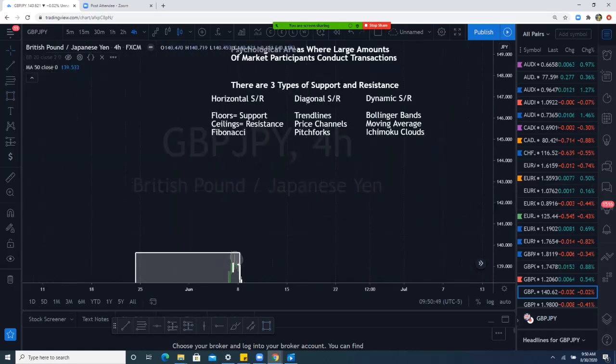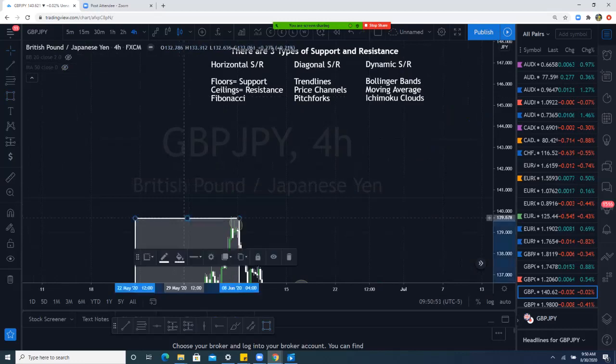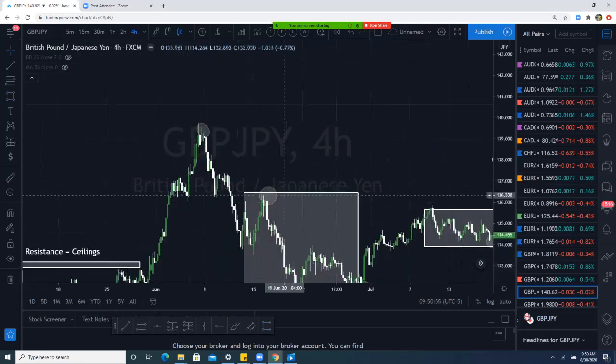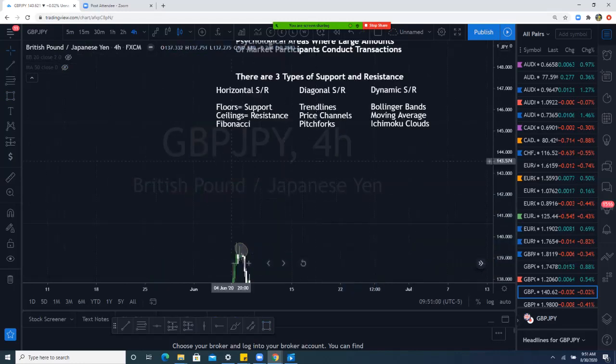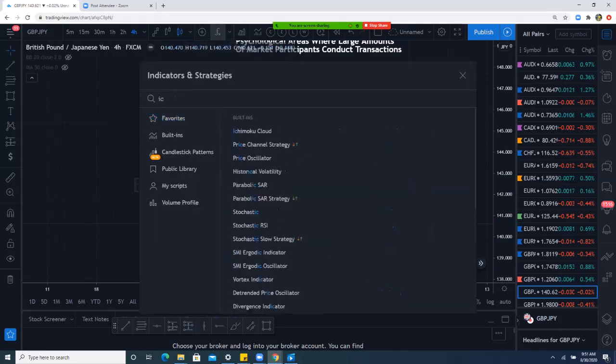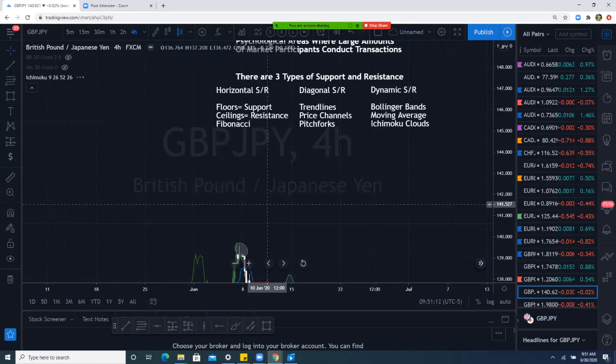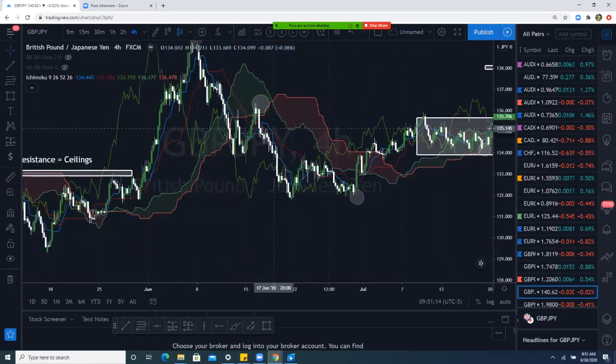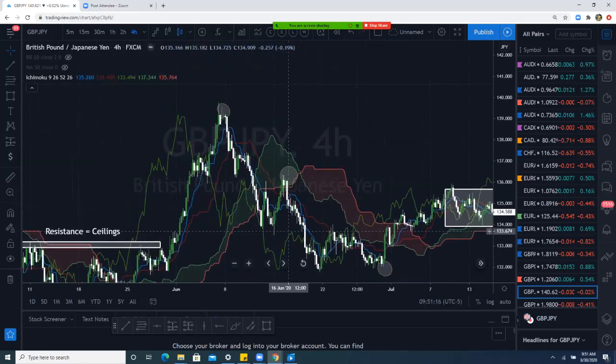The last one is going to be Ichimoku Clouds. Ichimoku Clouds, just like Pitchforks, are a little bit more of an advanced way of trading, but can provide very accurate entries. So let's go ahead and add that up real quick. So with Ichimoku Clouds, you see, a little bit more advanced, has more things going on.